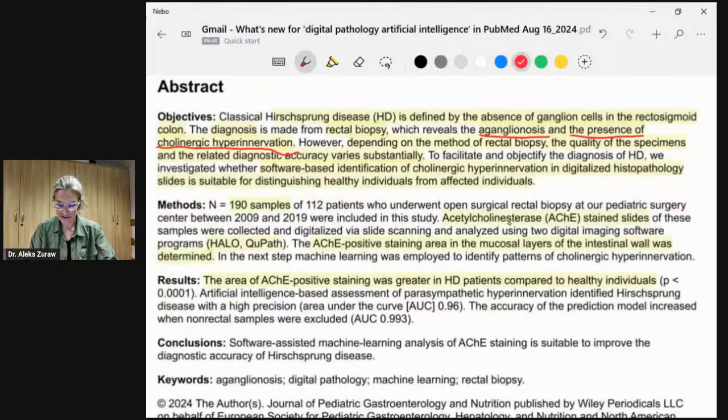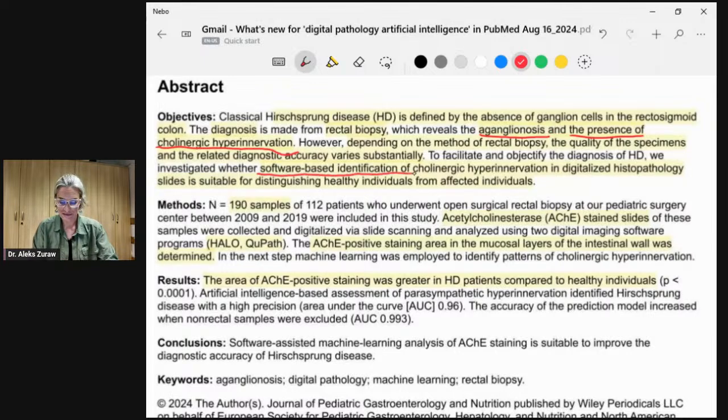And that's why they're staining for the ACHE, acetylcholinesterase. So unfortunately, depending on the method of the rectal biopsy, the quality of specimens and the related diagnostic accuracy varies substantially. That kind of applies to everything, right? If you have bad quality specimen, then your diagnostic accuracy may suffer. But they decided, okay, let's do it with software. Maybe it's going to be less variable and it's going to be better.